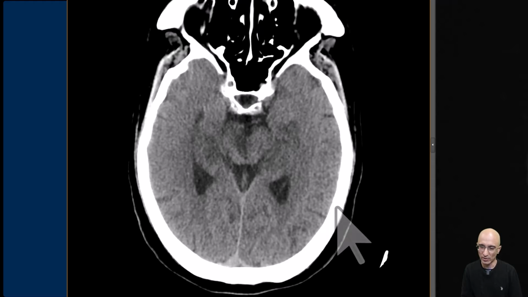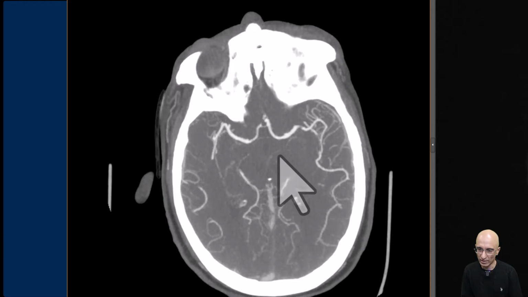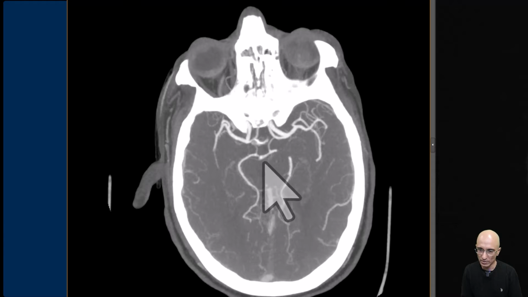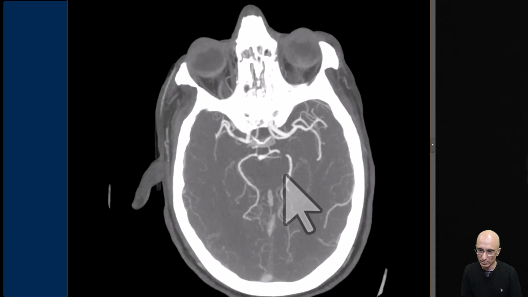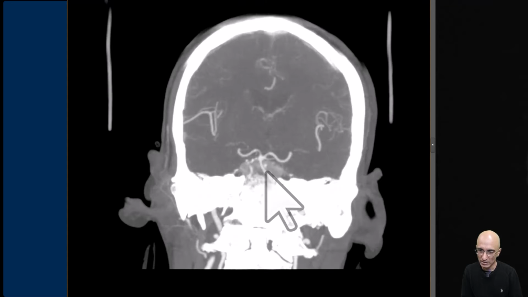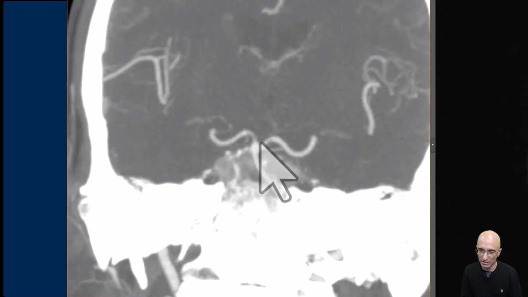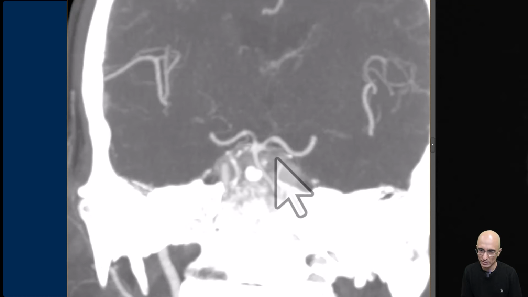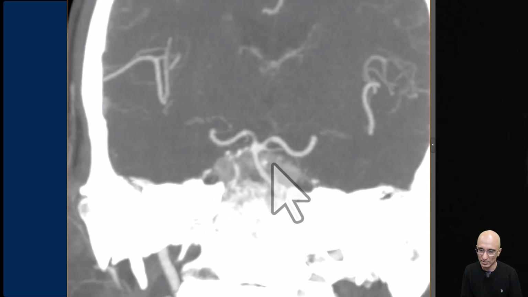So the patient subsequently underwent CT angiogram of the head. On the CTA of the head, we see normal middle cerebral arteries. As I scroll down further, the posterior cerebral arteries look normal, the top of the basilar artery looks normal. Again, on the coronal images, we can see a normal basilar artery, normal posterior cerebral arteries. We can also see the superior cerebellar arteries.